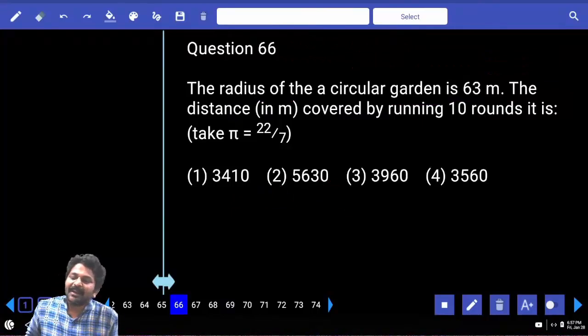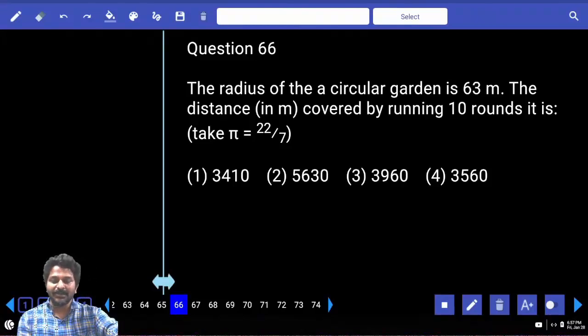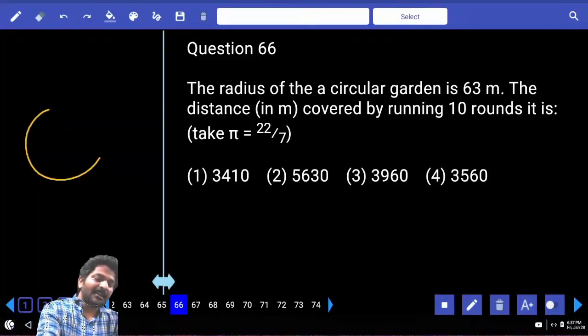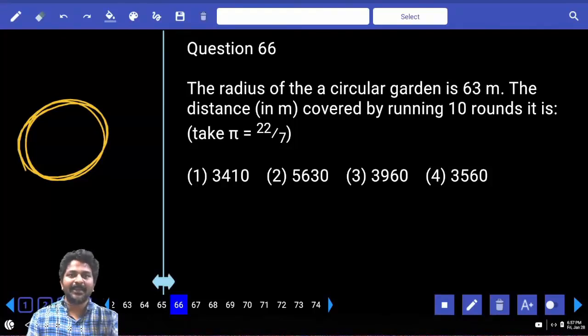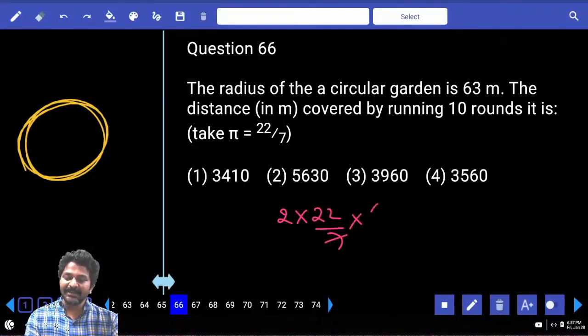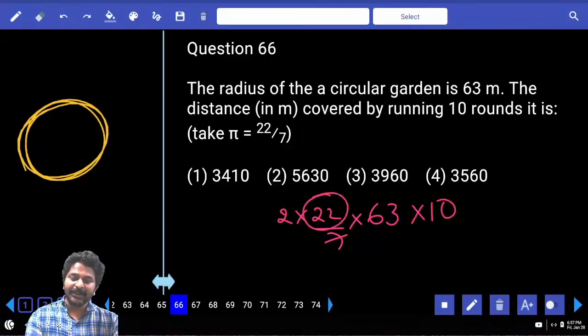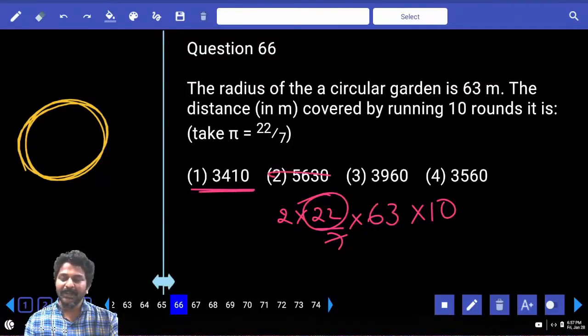The radius of a circular garden is 63. The distance covered by running 10 rounds is, right, in a circular garden, if we go 1 round, that is equal to its perimeter only, 2 pi r. What is the radius? 63. This is the distance covered in 1 round, but we have to calculate it for 10 rounds. 22 is there, so the answer must be which multiple? First option? Yes, possible. Second option? No. Third option? Yes, possible. Fourth option? No.